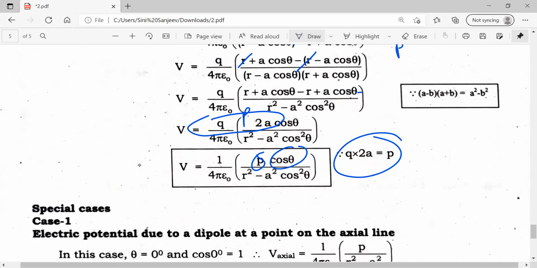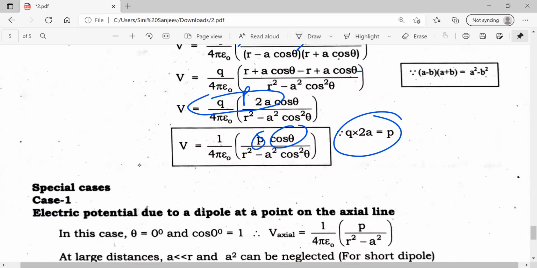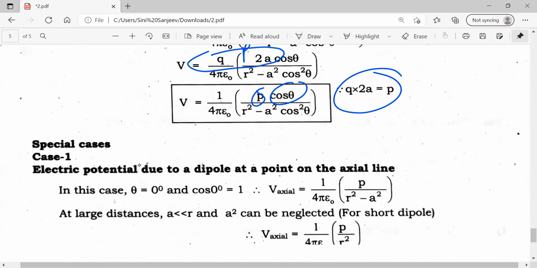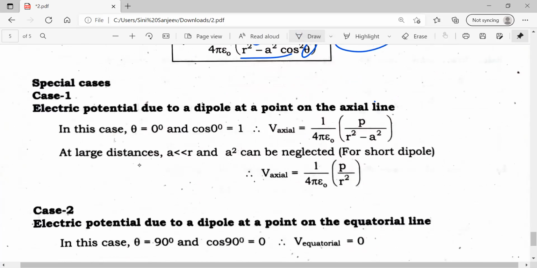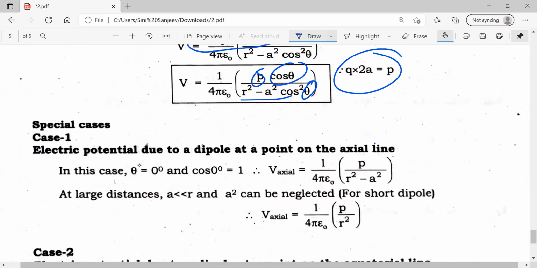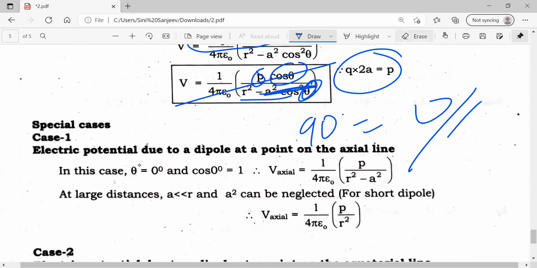And what will we do? In the special case, we put theta value as 0. If theta is 0, it will become R square minus A square, and we'll get the result in terms of Q by R square. If I put theta value as 90, this entire term will be gone, because cos 90 is 0. So those are the two special cases.